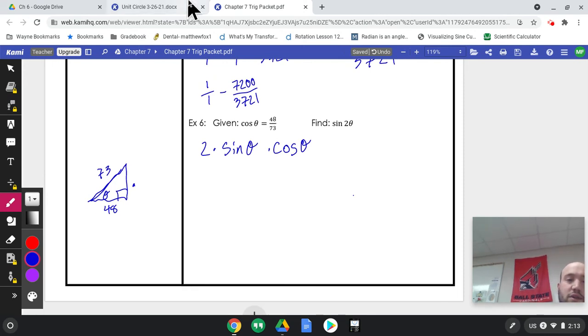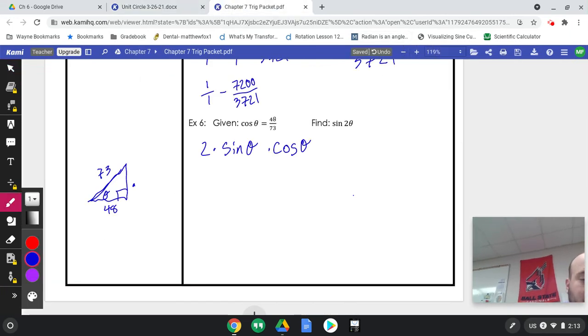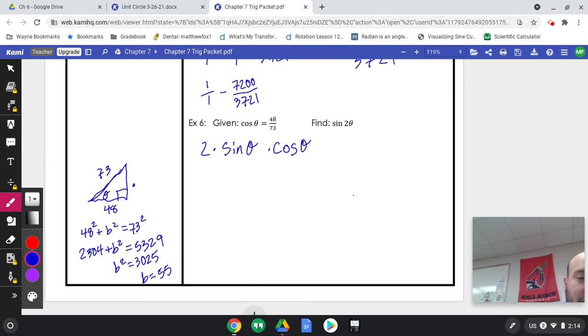Here's the thing. This one, we look, it's not on our list. There's nothing involving a 48 or 73. Okay, so we're going to have to do it. A squared plus B squared equals C squared. Oops, I forgot. Square those. So 48 squared, 2,304. Once again, use your calculator. That's fine. Subtract that over, and we will find B squared to equal 3,025. Take the square root, and B equals 55.